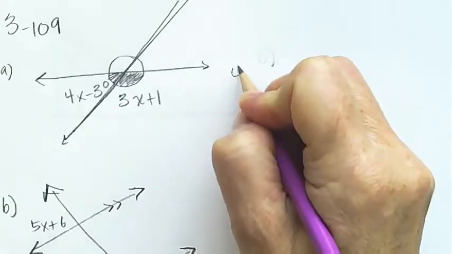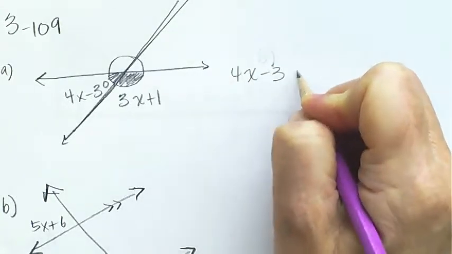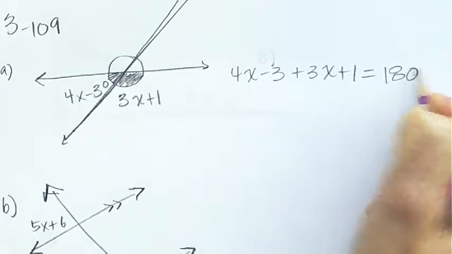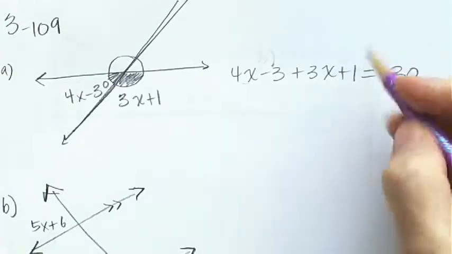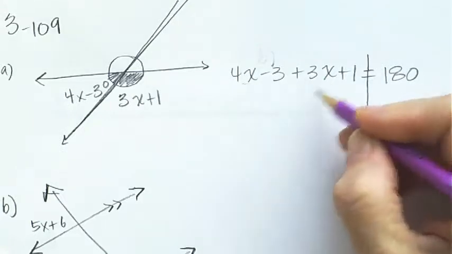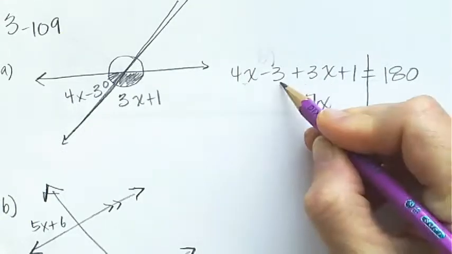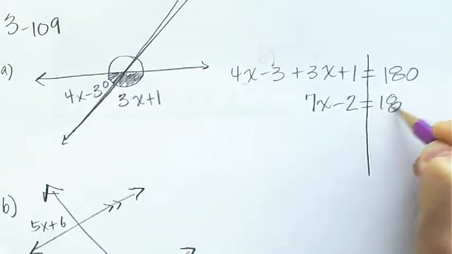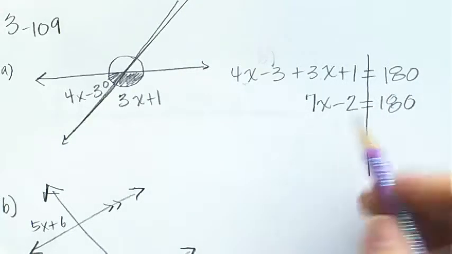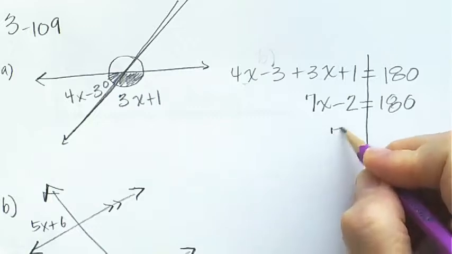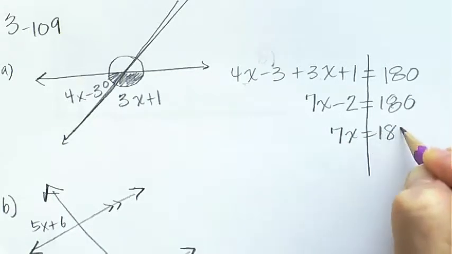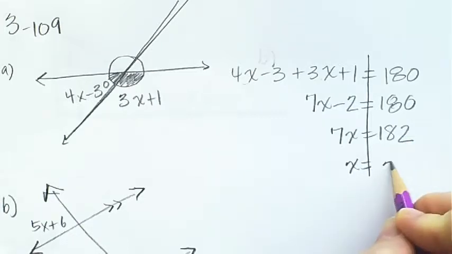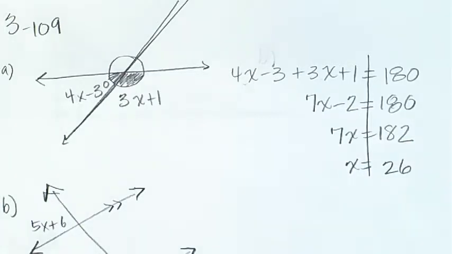So my equation would be 4x minus 3 plus 3x plus 1 equals 180. Combine like terms. 4x and 3x would be 7x. Negative 3 and positive 1 would be negative 2. Solve for x. Add 2 to both sides. Divide by 7. X is 26.